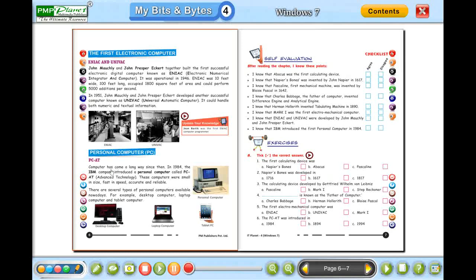Computers have come a long way since. In 1984, the IBM company introduced a personal computer called PC AT. AT stands for Advanced Technology. These computers were small in size, fast in speed, accurate and reliable. There are several types of personal computers available nowadays, for example, desktop, laptop, tablet and mini computer.